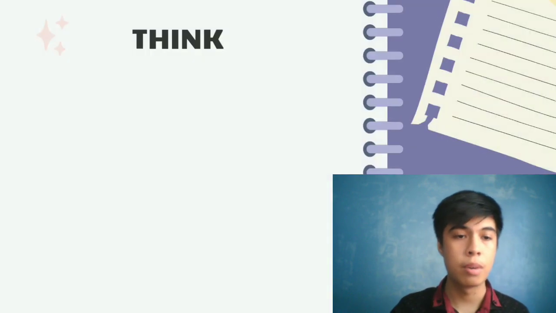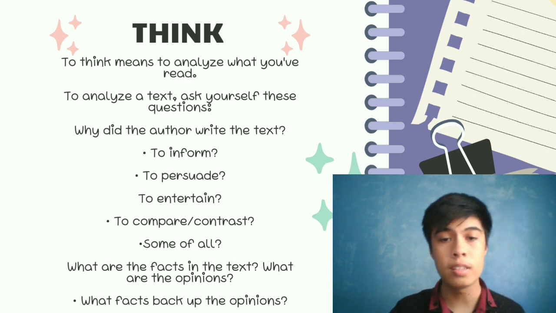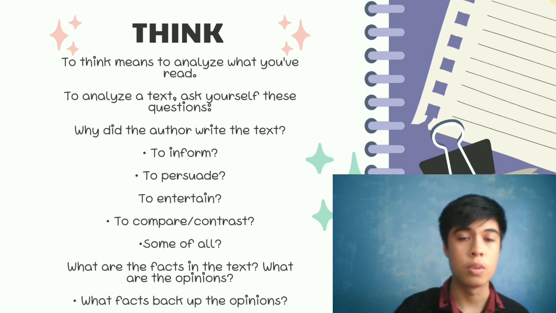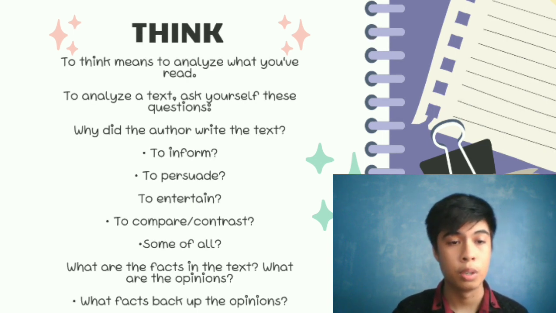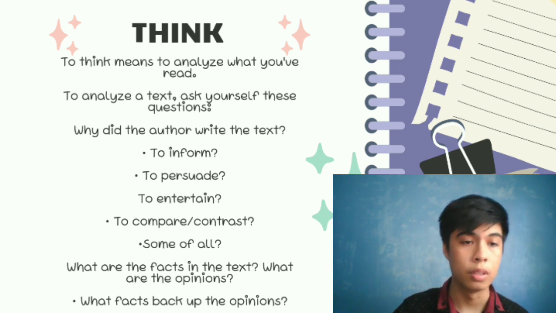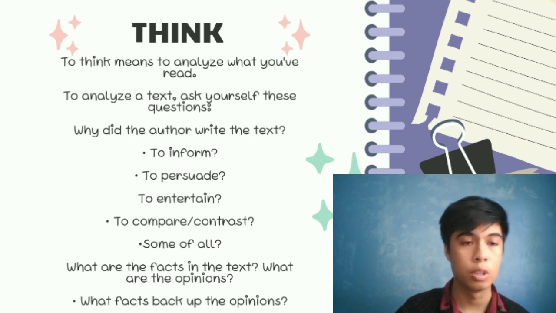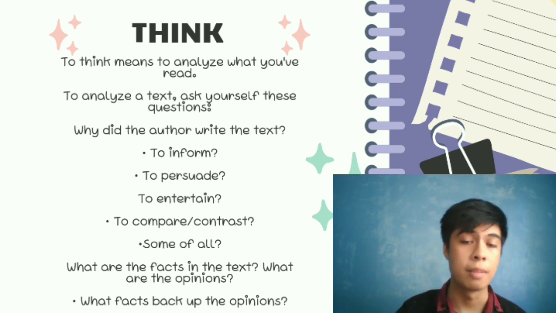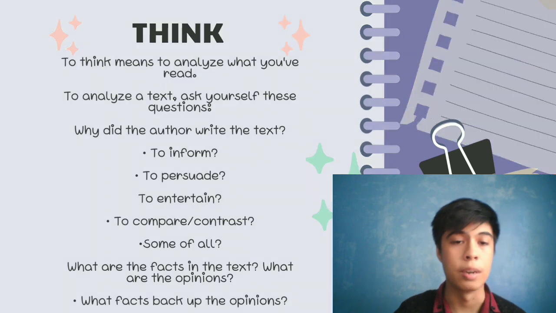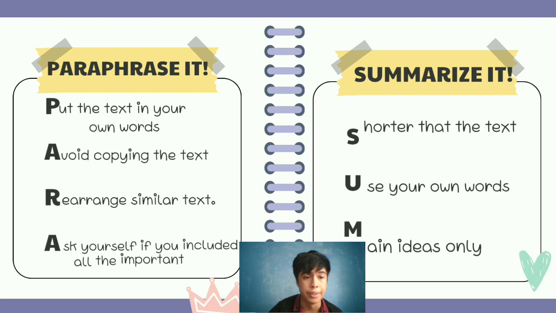Now, the last step to summarize is think. To think means to analyze what you read. To analyze a text, ask yourself this question: why did the author write the text? To inform, to persuade, to entertain, to compare and contrast? Other questions sum up all: what are the facts in the text? What are the opinions? What facts back up the opinions? What assumptions are made? Before I end this video, always remember to SUM your summary.